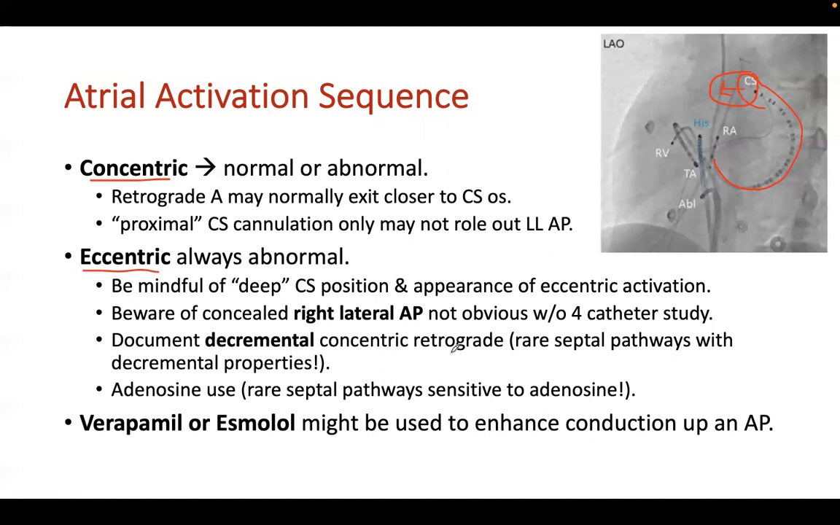Me and some other people, of course, we don't routinely use a four-catheter study. So we don't routinely have a catheter in the high right atrium, the superior right atrium. If you imagine you have a right lateral accessory pathway and you V-pace, you might see the earliest atrial activation at the CS HIS or CS os, because you don't have anything right lateral, right?